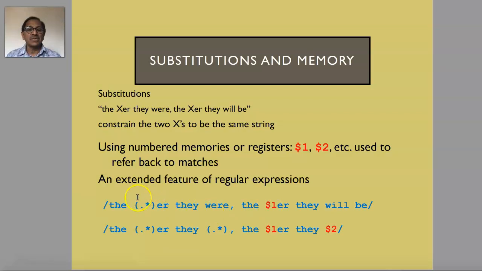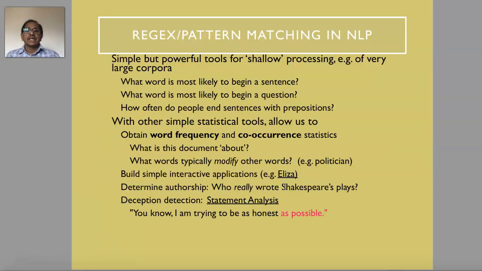Okay, this is one gap. There are two gaps here. The star here, the star here. Then the first one has to be substituted with 1, and the second one has to be substituted with 2. Right? So there is substitution with memory. Memory is by using numbered registers, $1, $2, etc.